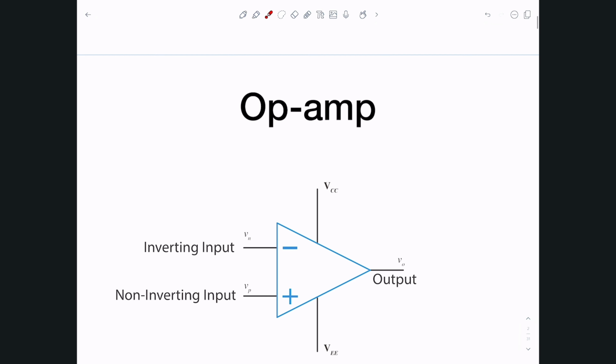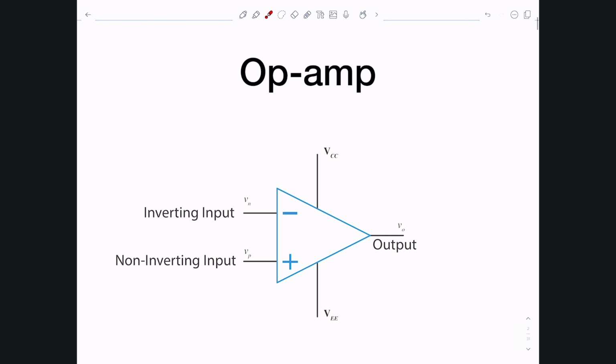Let me get started by introducing the circuit symbol for an op-amp, and this here is the circuit symbol. The symbol shows us that operational amplifiers have two inputs. One we call the inverting input, and the other is the non-inverting input. The reason behind the naming will become much more obvious when we start talking about the different configurations.